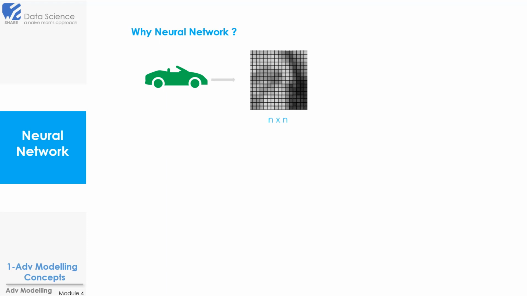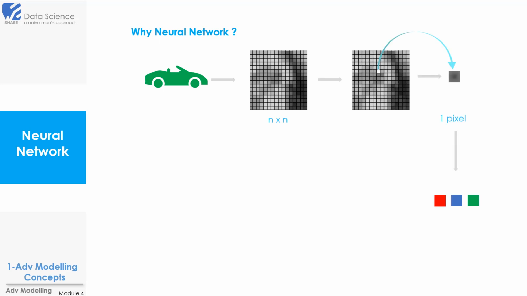Okay, so we know that an image is nothing but a grid of n cross n pixels, where each pixel has some color intensity and all pixels are collectively called an image. So if we take out one pixel, then we know that the color of each pixel is made of the primary colors, that is red, blue and green. So now we know that each pixel can be defined by a 1 by 3 vector. That means if we have an image of n cross n pixels, then it will have features equal to 3 cross n square.